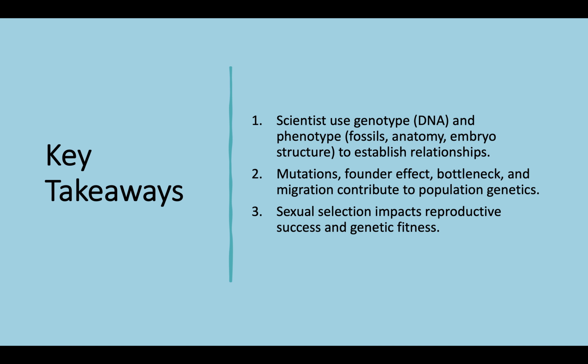Now let's talk about our key takeaways. Number 1, scientists use genotype or DNA and phenotype, which in this example is fossils, anatomy, embryo structure, how something looks, to establish relationships. Number 2 is mutations, founder effect, bottleneck, and migration all contribute to population genetics. And number 3 is that sexual selection impacts reproductive success and genetic fitness. So this is actually the end of the Chapter 19 PowerPoint, and it should be the end of Module 4 for this course.